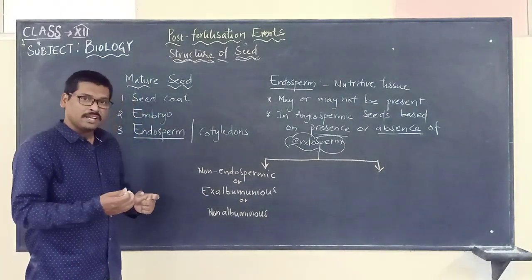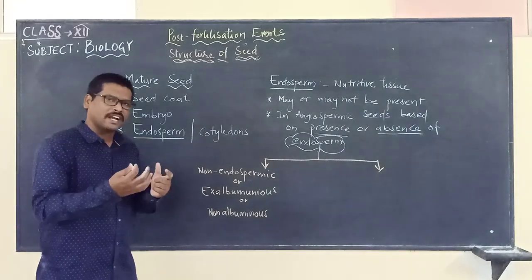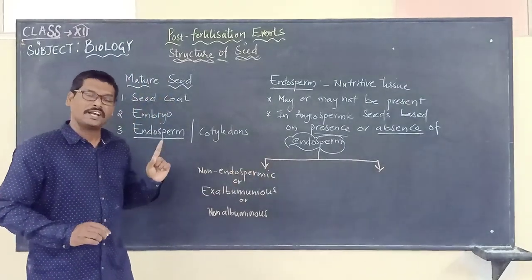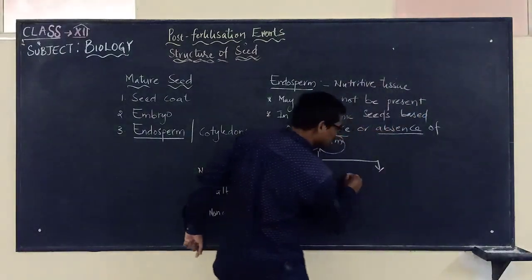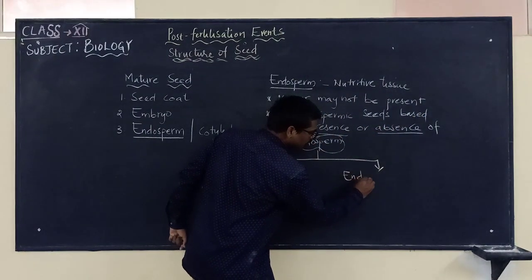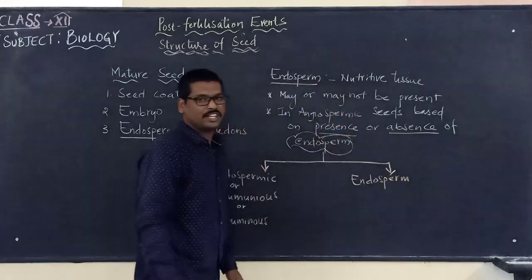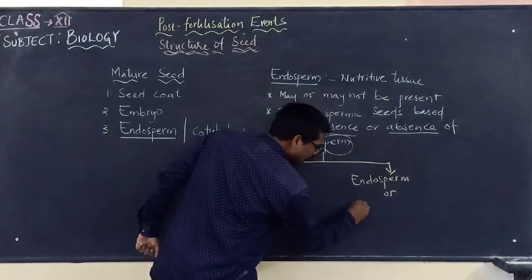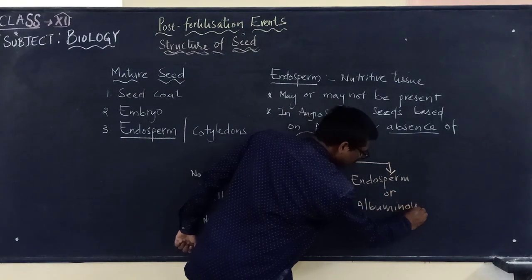In the same way, some seeds will be containing what? The endosperm. Such seeds which contain the endosperm will be called what? The endospermic seeds. Okay, endospermic seeds we call them. Or otherwise what do we call them? We call them albuminous seeds.